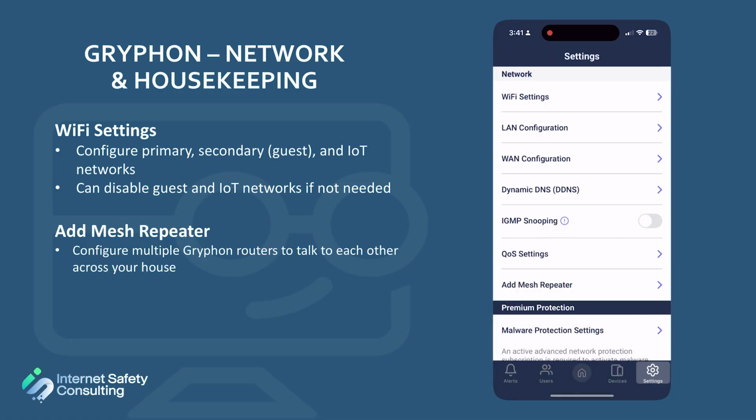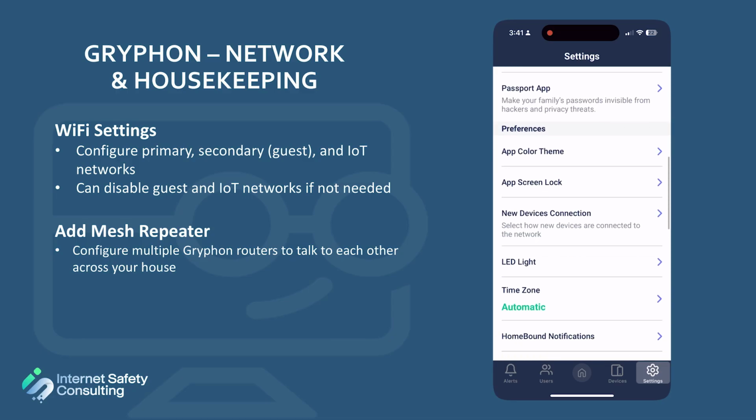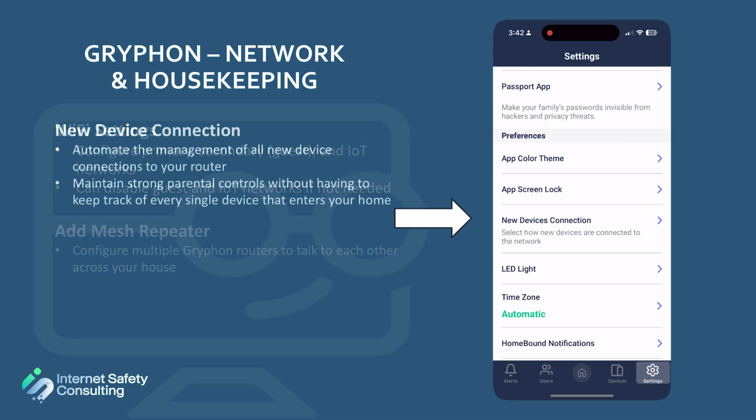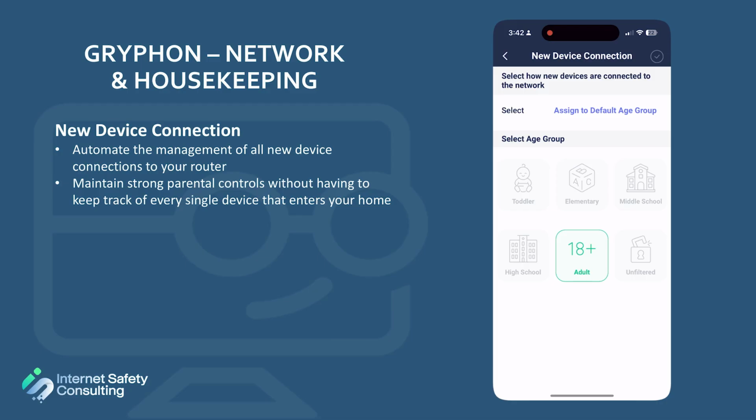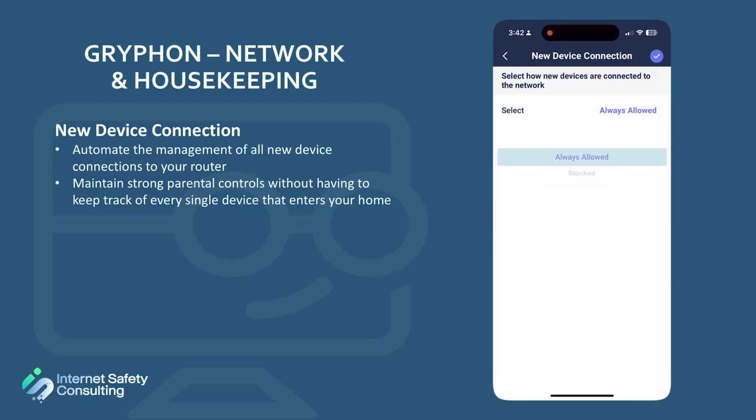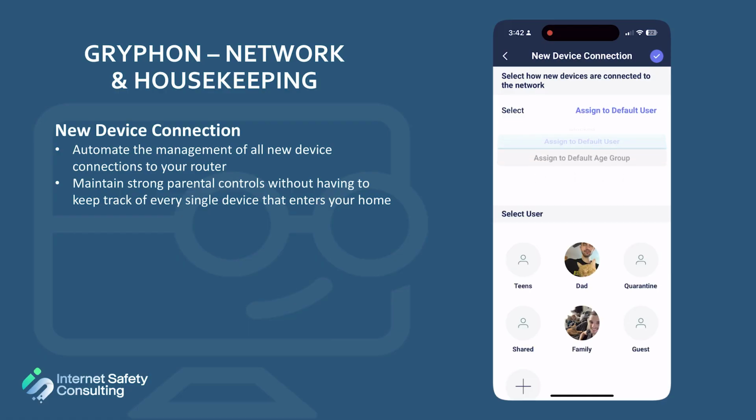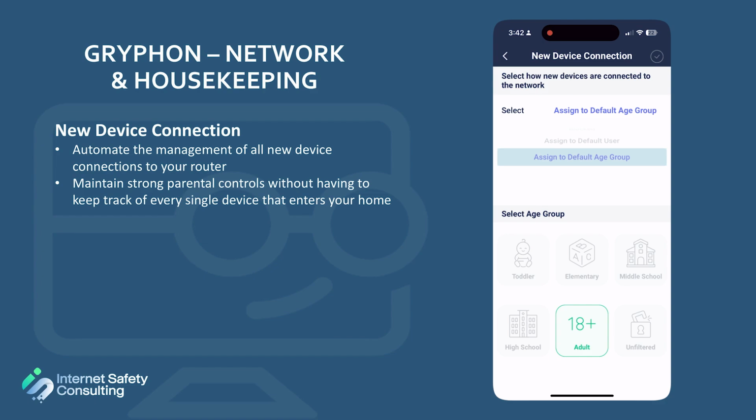Now, moving past the premium features, since we'll cover those in another video, under Preferences, you can go to New Device Connections to choose how you want all new devices to connect to your network. You can choose to have new device connections always allowed, always blocked, assigned to a default user, or assigned to a default age group. This can be a really great way to manage the overhead of having to keep track of every new device that connects to your Wi-Fi network.